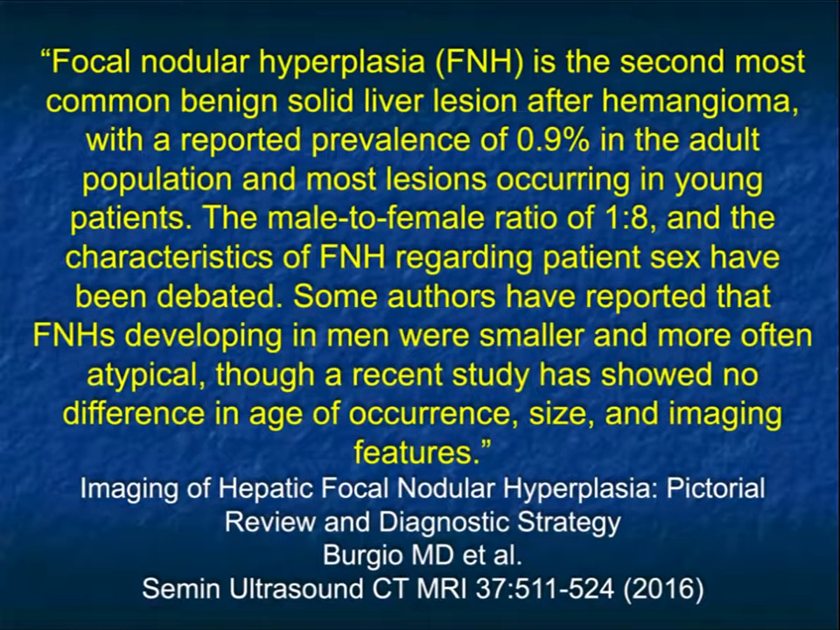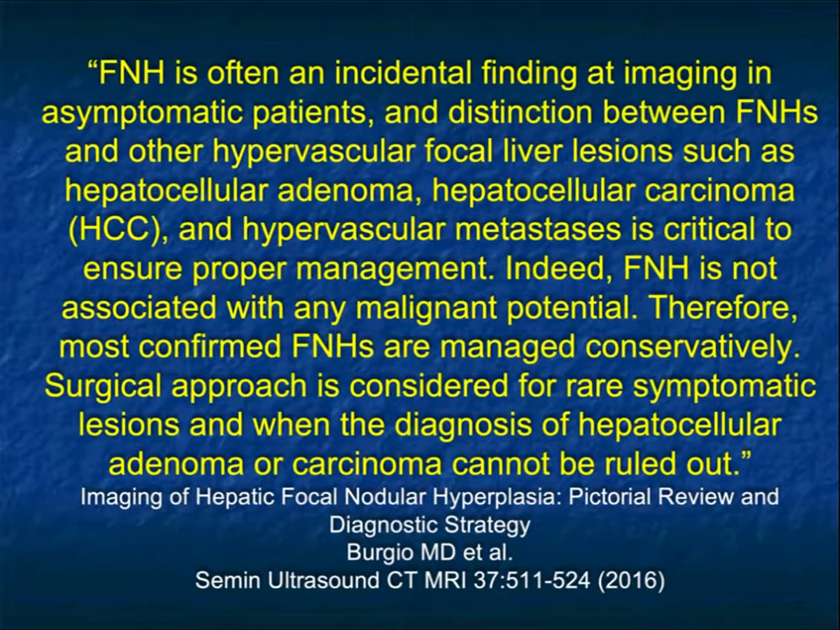FNH is the second most common benign liver lesion after hemangioma, with a reported prevalence of 0.9% in the adult population. Male to female ratio is 1:8, and the characteristics of FNH regarding patient sex have been debated. Again, more common in females. It's often an incidental finding, and again, that differential between FNH and other vascular lesions, be it hepatoma or hepatic adenoma or metastasis, indeed becomes very, very important because FNH is essentially a leave-alone lesion. There's no bleeding, there's no malignancies.